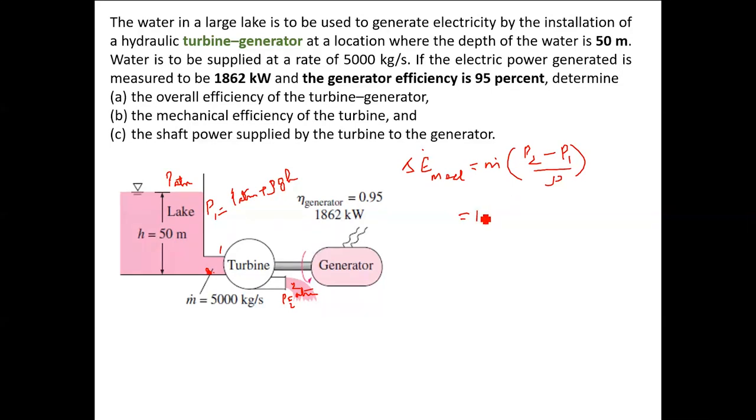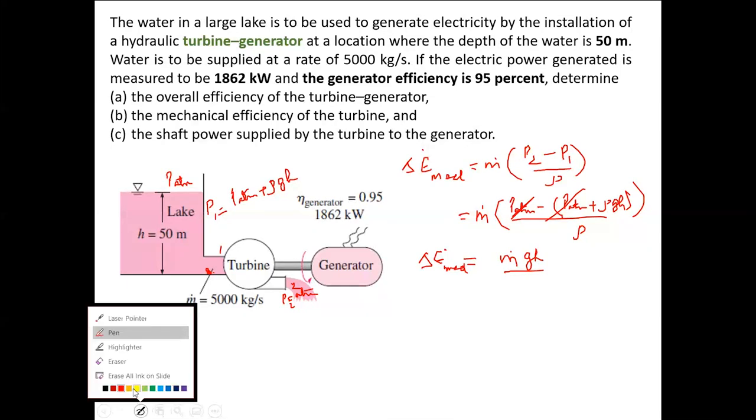So if I write over here mass flow rate multiplied by P2, where P2 is, let's say, P atmospheric, minus bracket P atmospheric plus rho GH, divided by the density, this would cancel out and I would essentially have mass flow rate multiplied by GH as the change in mechanical energy of the fluid. Is the point clear? Yes, sir. Any doubts in this? I hope it is clear.